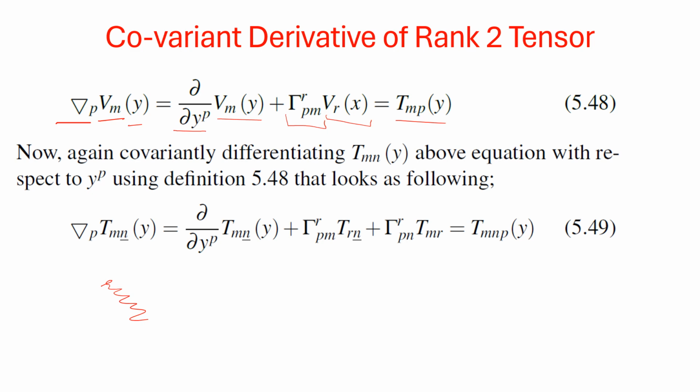Now, covariant differentiation of a tensor of rank 2. So here n I have underlined for the specific purpose of remembering this identity, and then you make the simple derivative of Tmn with respect to yp, and then gamma rpm operated on Trn, gamma rpn multiplied by Tmr. So this leads to a tensor of rank 3.